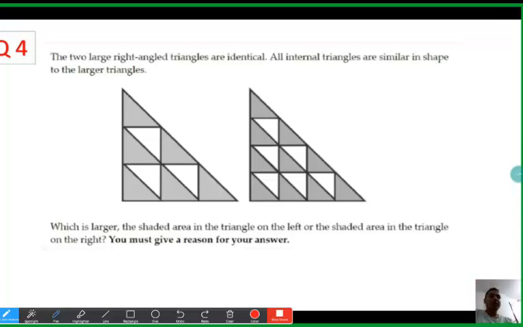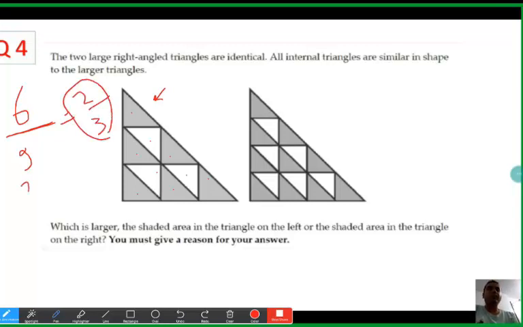Alright, here let's find the fraction of the shaded triangles in the first shape. How many equal parts do we have? 1, 2, 3, 4, 5, 6, 7, 8, 9. 9 equal parts. How many shaded parts? 6. So 6 per 9, which is 2 per 3. 2 per 3 of the total area are shaded. This is the first fraction.